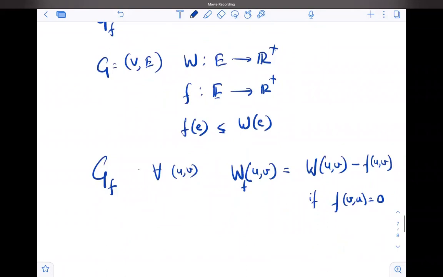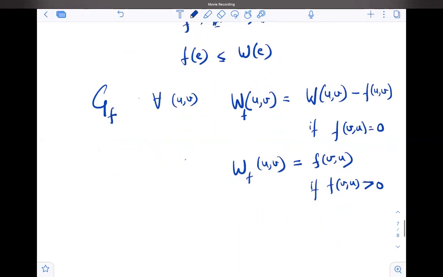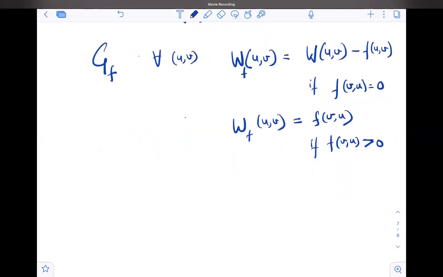Now what happens if it is the other way? If F of VU is not equal to 0, which is basically more than 0, then what is this weight? In the opposite direction, I have a flow. In that case, this one is actually equal to F of VU. So this is the residue graph. So is this residue graph fine? Is it clear? Yes, sir. Okay, excellent.